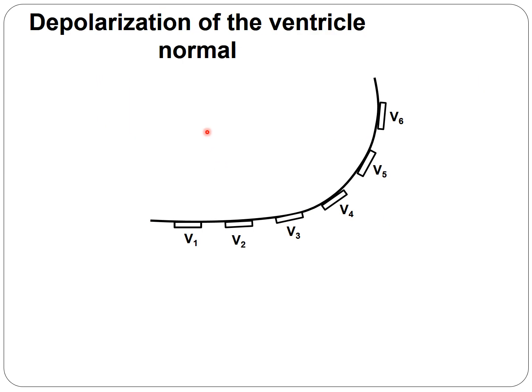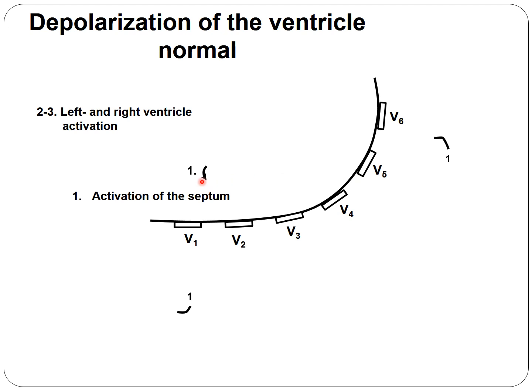Let's look at how the ventricle normally depolarizes. First, the septum is activated. The septum gets the impulse from the left bundle. This is why the first depolarization wave, the septal depolarization wave, comes toward the right side, toward V1. So we record a positive deflection in V1 and a negative deflection on the left side in V6.